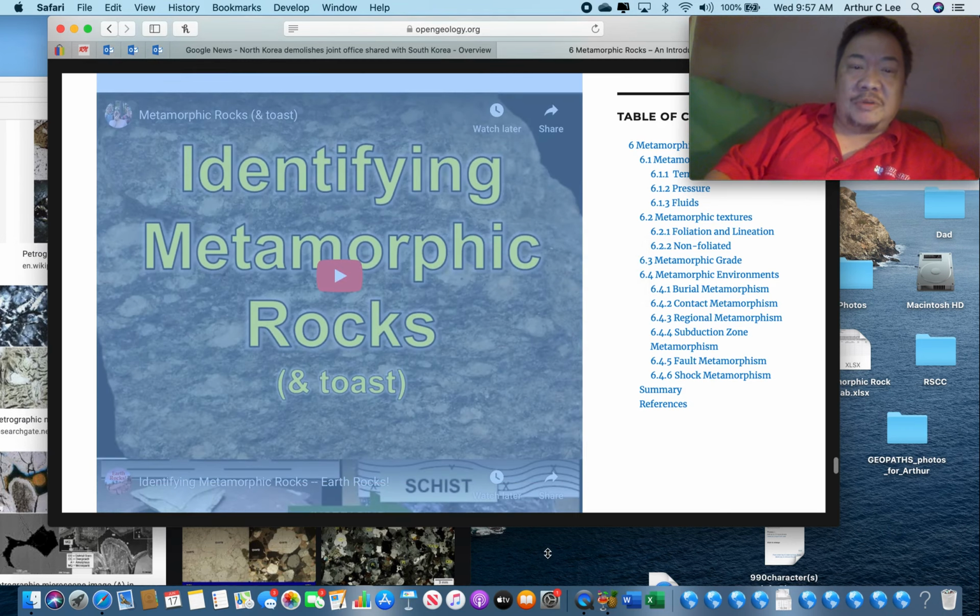Last thing in this chapter is identifying metamorphic rocks. Please take a look at that before you do your metamorphic rocks lab.